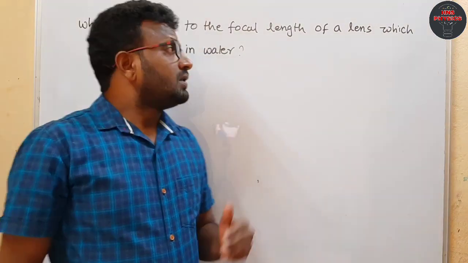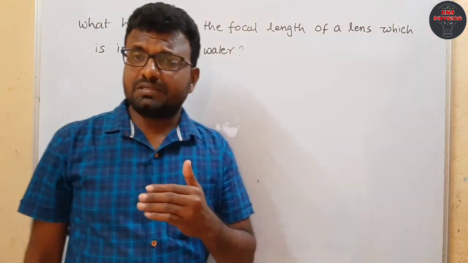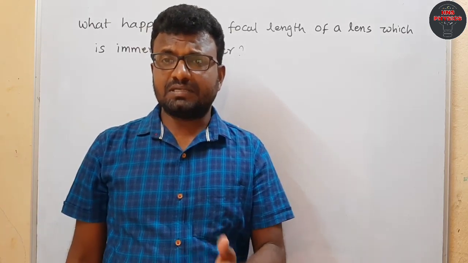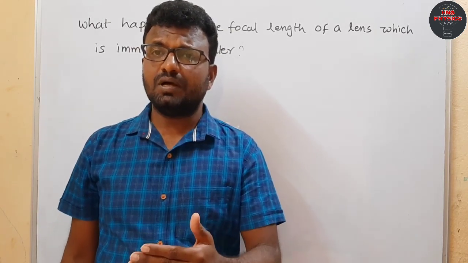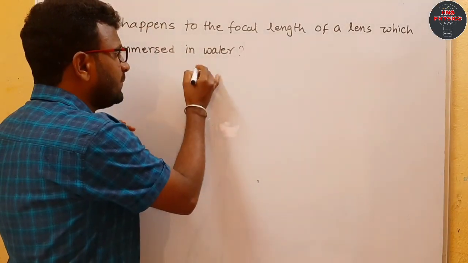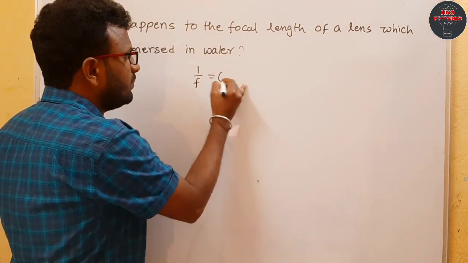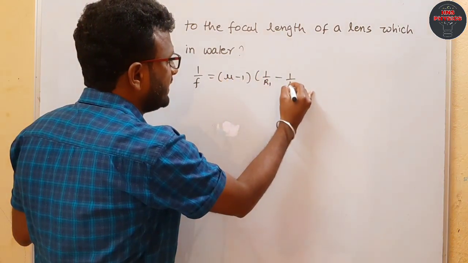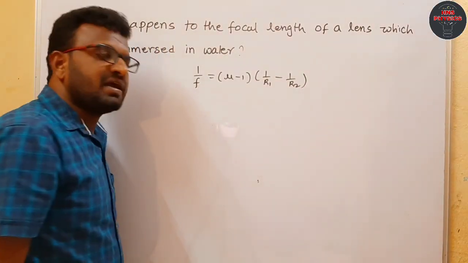So that means a lens is immersed inside the water. Is there any effect due to the water? Let's see here. According to the lens maker formula, 1 by f equal to mu minus 1 into 1 by r1 minus 1 by r2. So this is the lens maker formula.